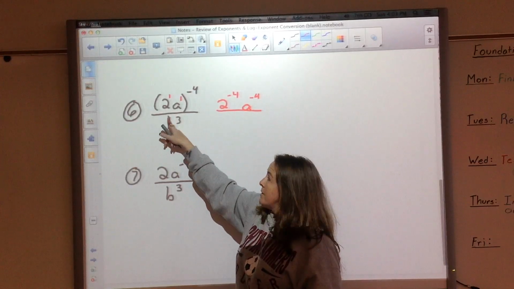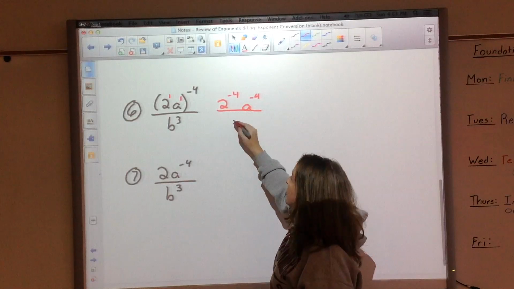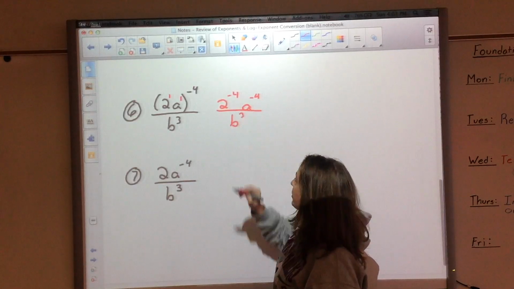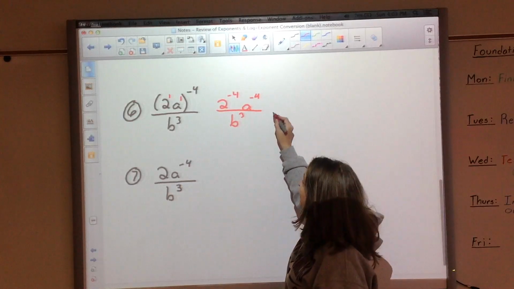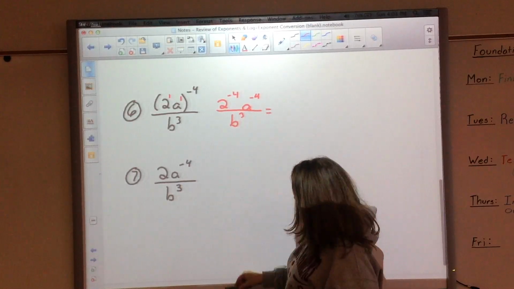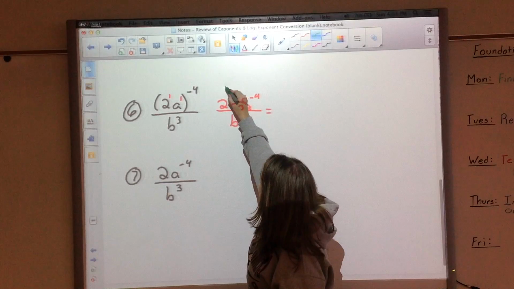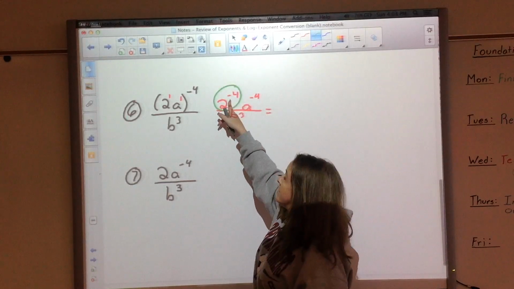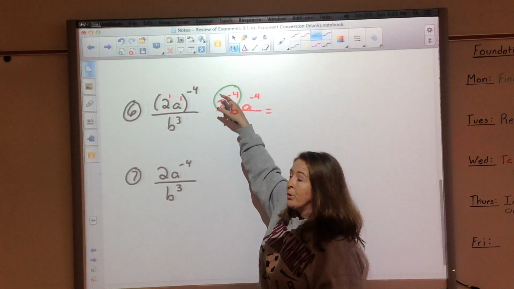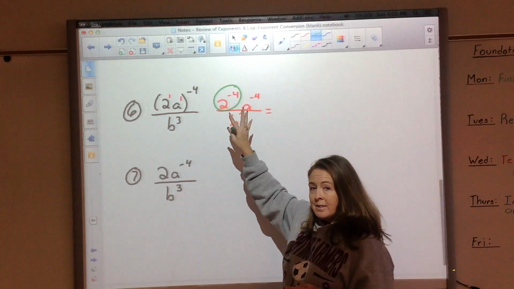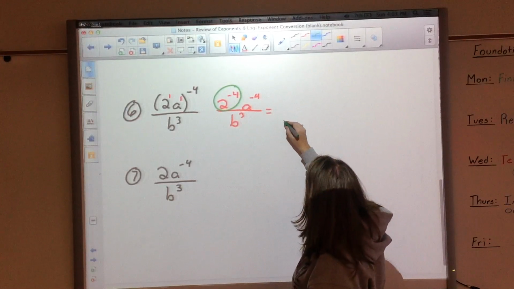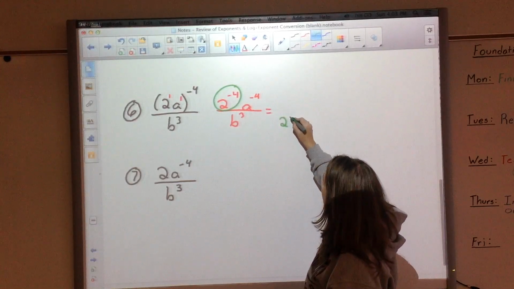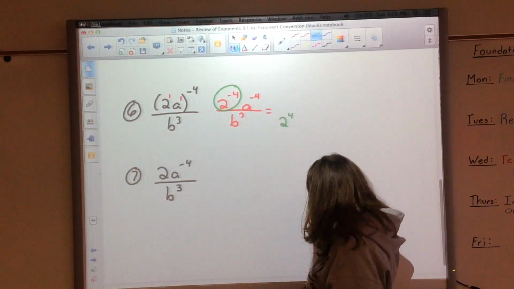my parentheses, so this is not being raised to the negative 4. So it's just going to stay b to the 3rd power. Now I look and see, okay, I have some negative exponents, so I need to deal with those. So we have this negative exponent, which means this entire thing needs to move from the top to the bottom, remains exactly the same except it loses the negative. So I'm going to have down here a positive exponent on my 2 now.